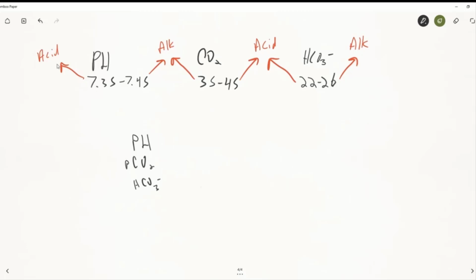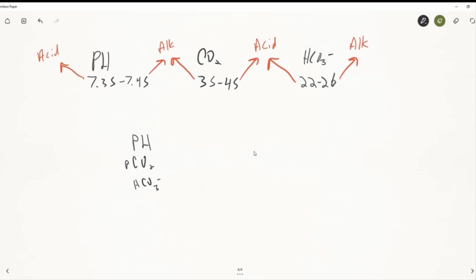Now, draw an arrow to each of those words. And what that tells you is anything with a pH less than 7.35 is acidic. Anything with a pH greater than 7.45 is alkaline. With CO2, anything less than 35 is alkaline. Anything greater than 45 is acidic. Bicarbonate, anything less than 22 is acidic. Anything greater than 26 is alkaline.